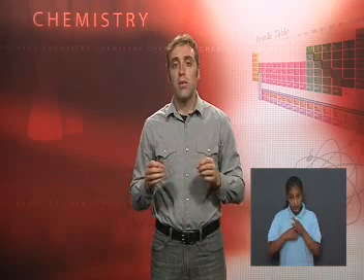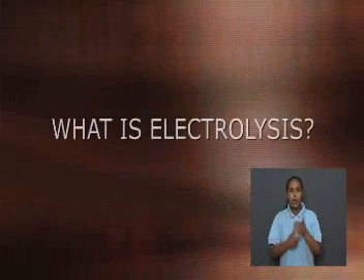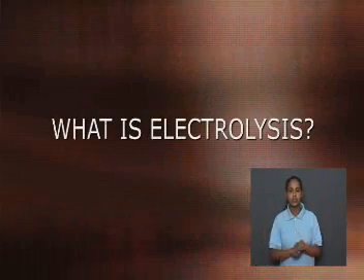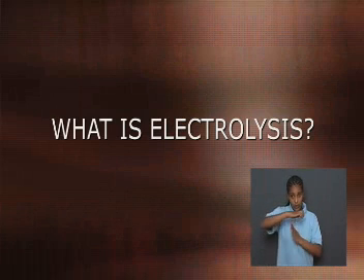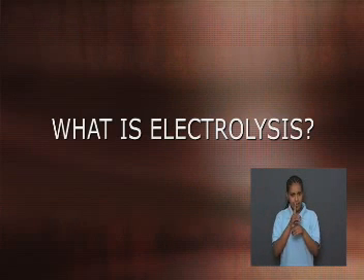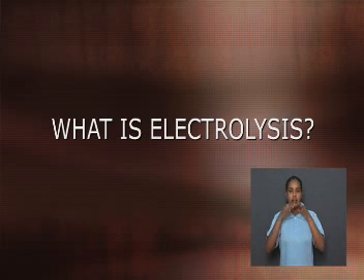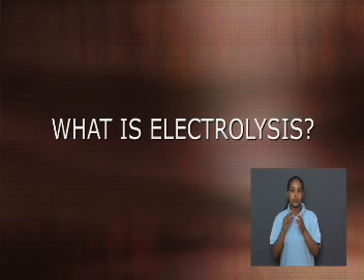To get started, we will do a little bit of review of electrolysis. What is electrolysis anyway? Electrolysis is a process that uses a direct electrical current to create a chemical reaction. During this process, ions are swapped back and forth between electrodes within an electrolyte.